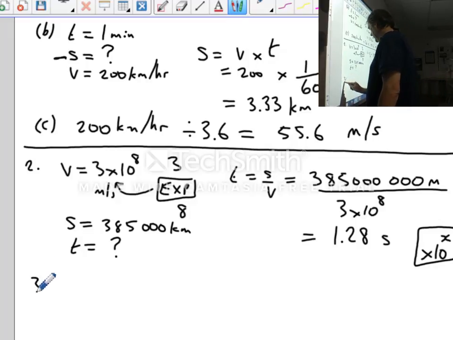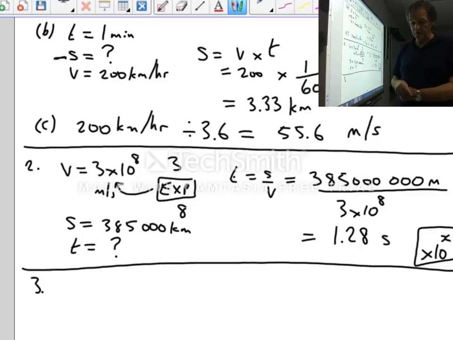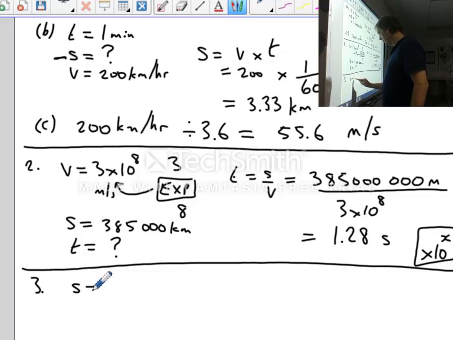Question 3. You've got question 3 there. Question 3 is: Mars is 80 million kilometres from the Earth at its closest point. If light travels at this speed, how much time will elapse before the space scientist knows that the command has been received by a spacecraft on the surface of Mars? So here we've got a distance to Mars of 80 million kilometres.